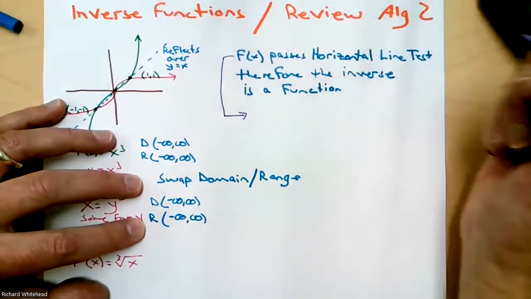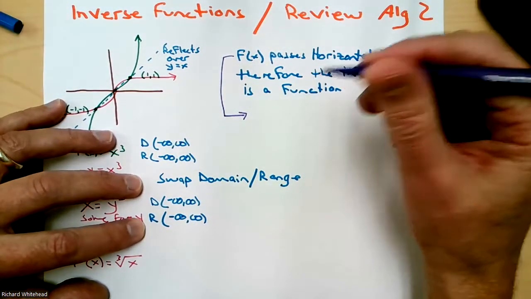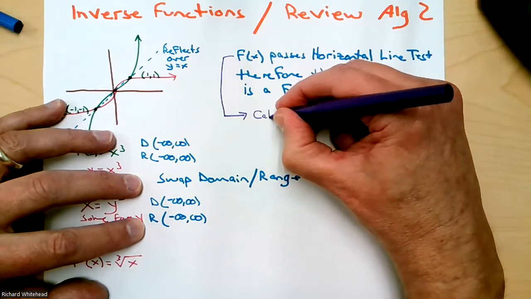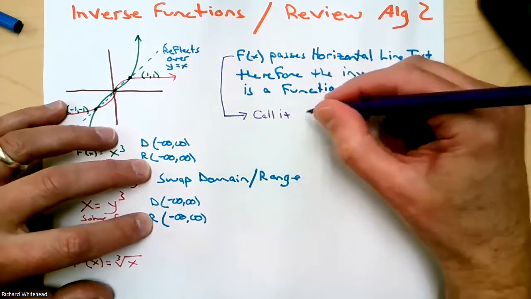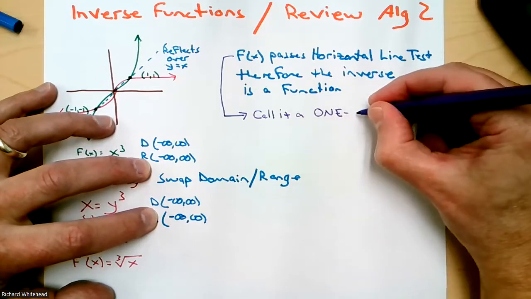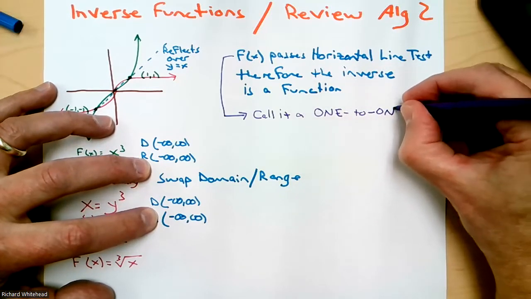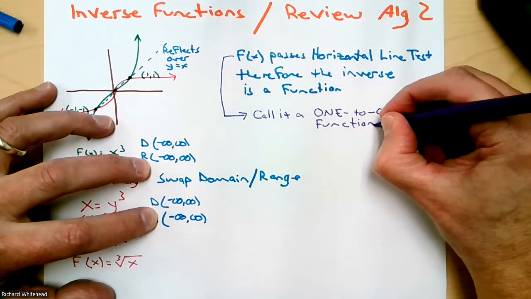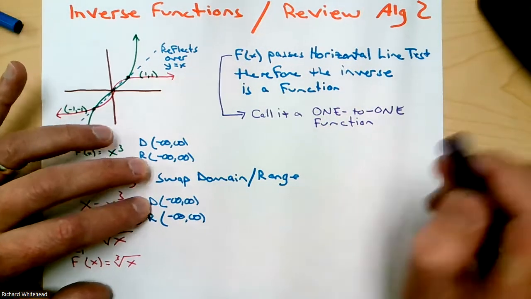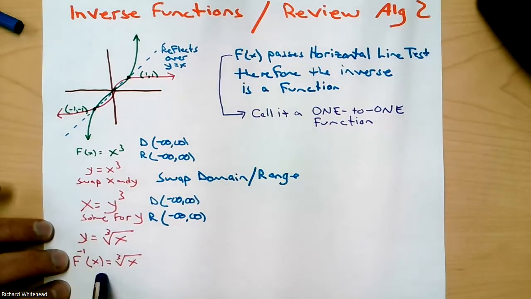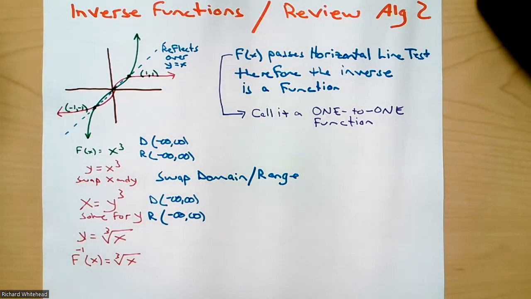if a function passes the horizontal line test and the vertical line test, because it's a function, we call it a 1-to-1 function. So if it passes the horizontal and vertical line test, we call it a 1-to-1 function. Okay, so this is what you did last year. You swap the x and the y, solve for y, and then you had your inverse.